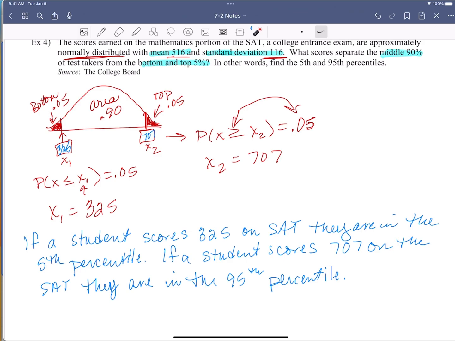Okay. All right. That's how that kind of plays out with that percentile, proportion, probability, looking at those values. That's what we're going for.